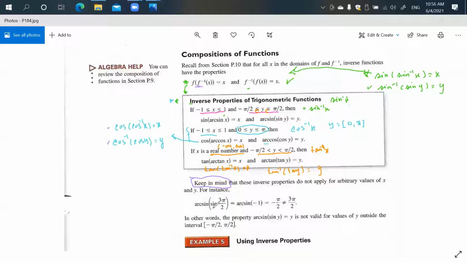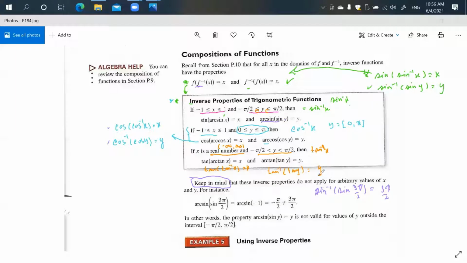For example, like this one, arc sine of 3 pi over 2, that means 270 degrees, right? So normally, if you see this one, you're going to say theta equals 3 over 2 pi, according to the definition here. This is the same, right? From here to here.